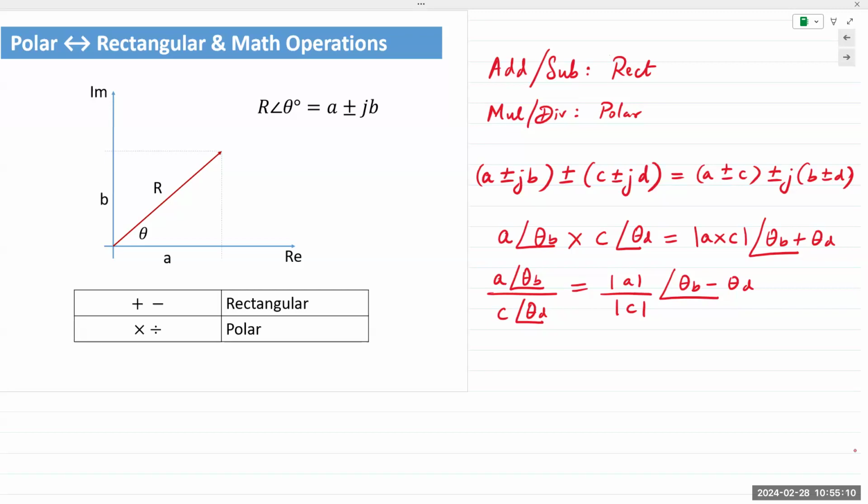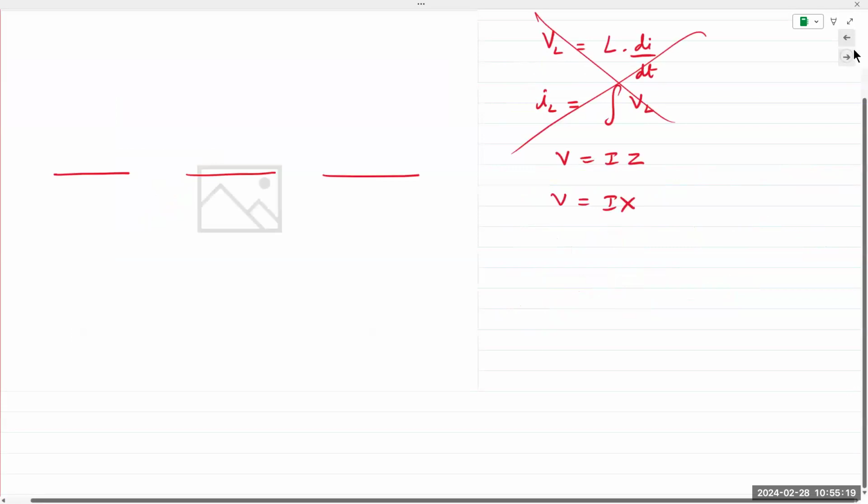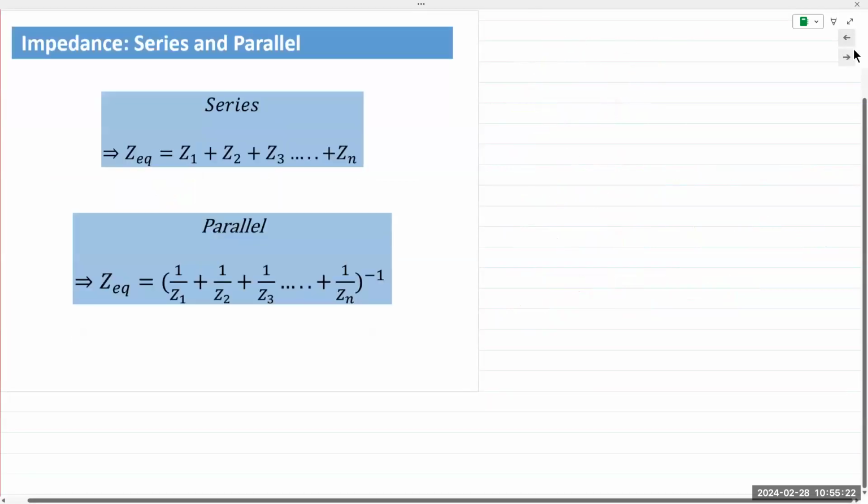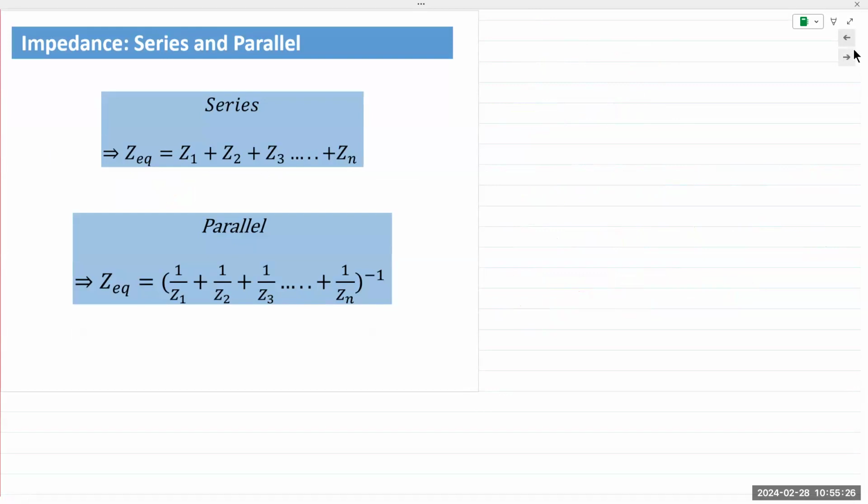Just one or two more slides and we are done for today. Any questions about anything we have done so far? Okay. Let's see, fundamental laws, impedances in series and parallel. Yes, very important. Two more slides.